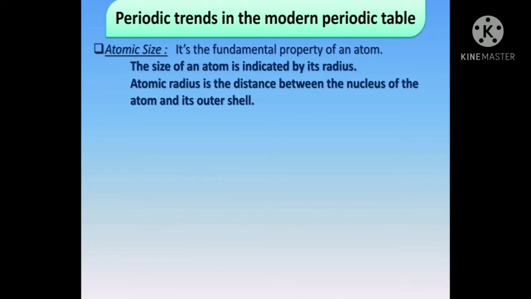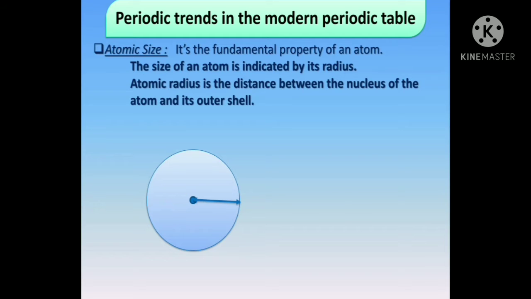Come to the next part, that is atomic size. What is atomic size? It is the fundamental property of an atom. The size of an atom is indicated by its radius. As we know, radius is the distance from the center to the outermost orbit.